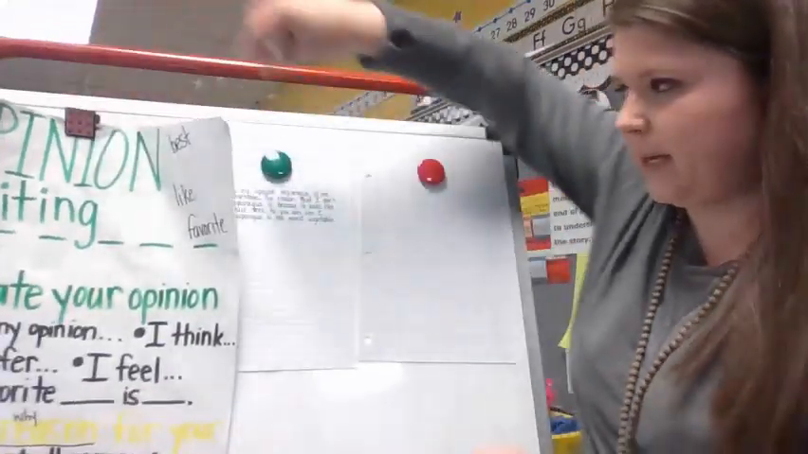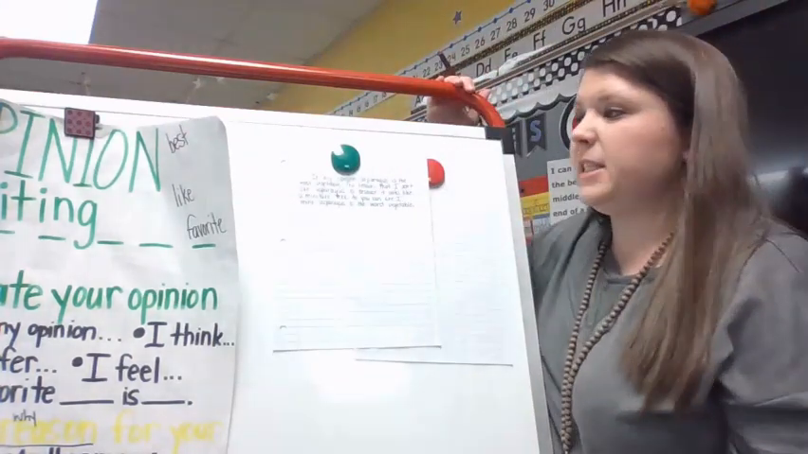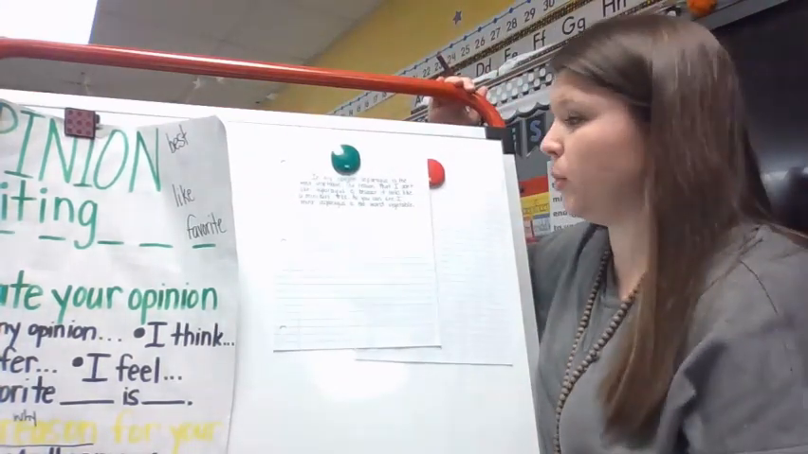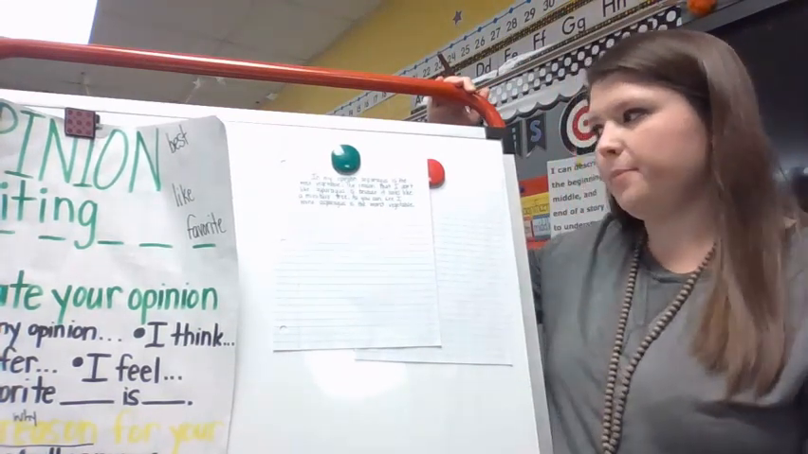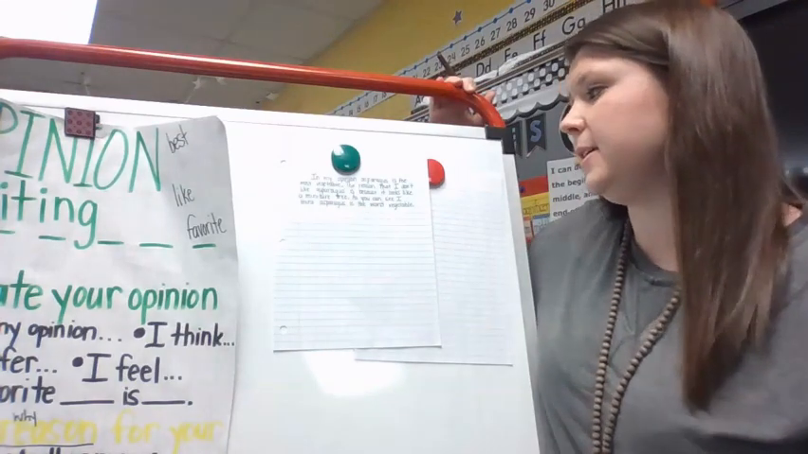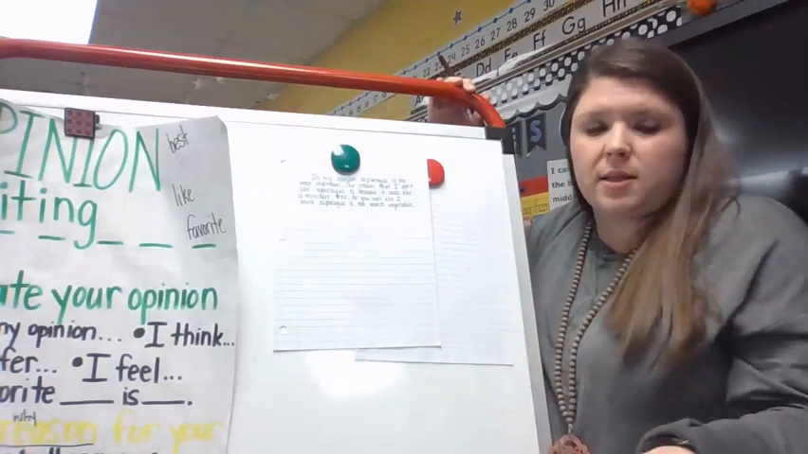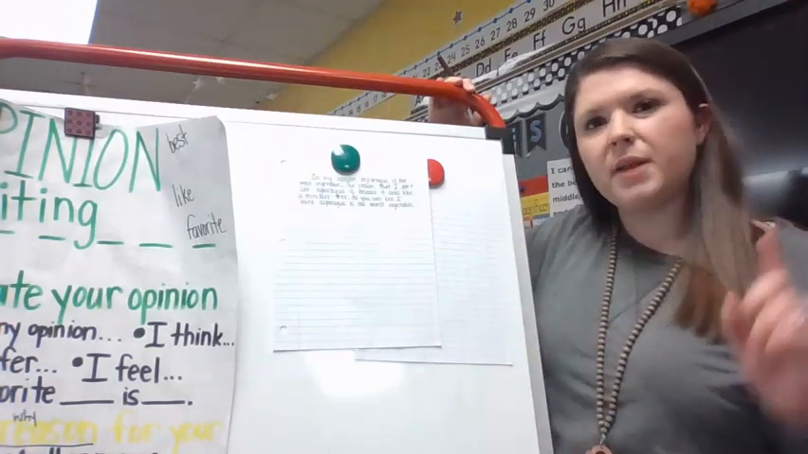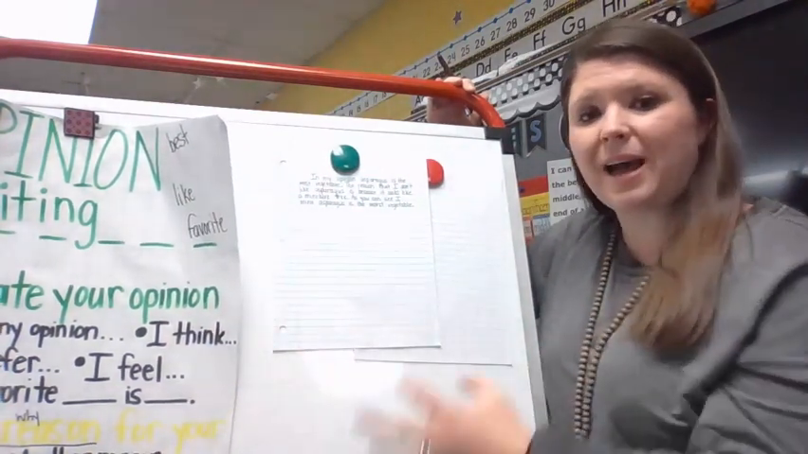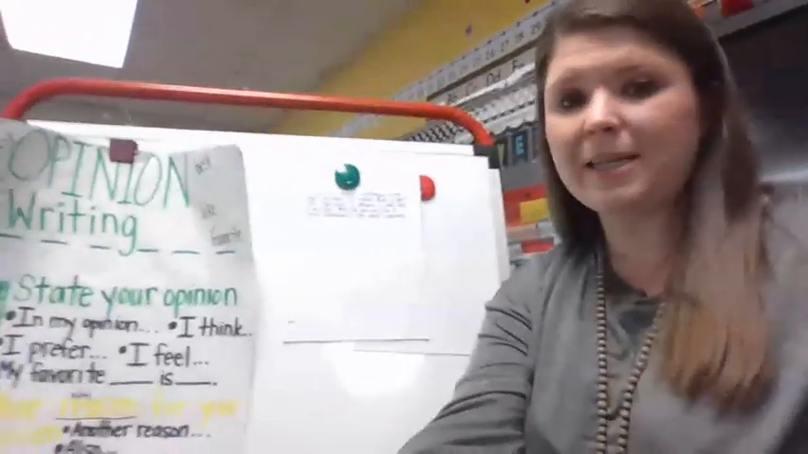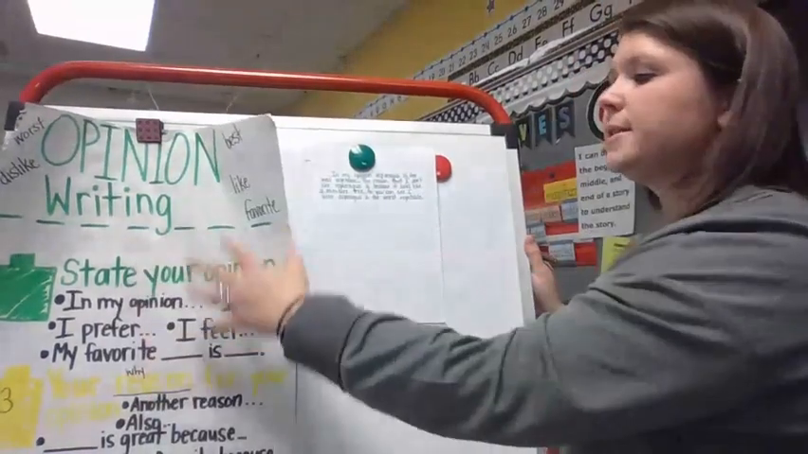All right, so I have written an opinion piece here. In my opinion, asparagus is the worst vegetable. The reason that I don't like asparagus is because it looks like a miniature tree. As you can see, I think asparagus is the worst vegetable. Now, this writing piece does have some good parts that we need for our opinion writing, but it's also missing some pieces, okay? So let's go through and see what parts I have and what parts I might need to add, okay?